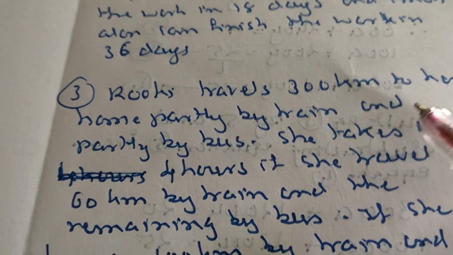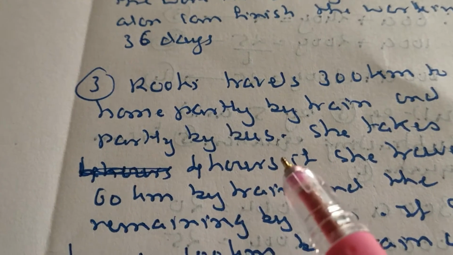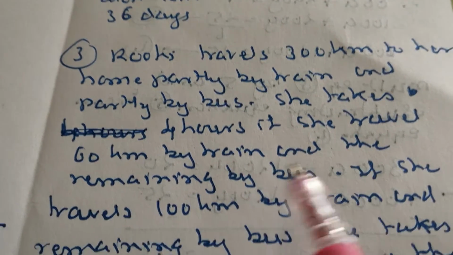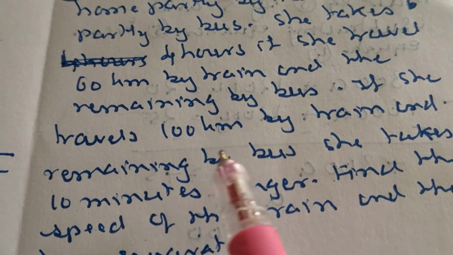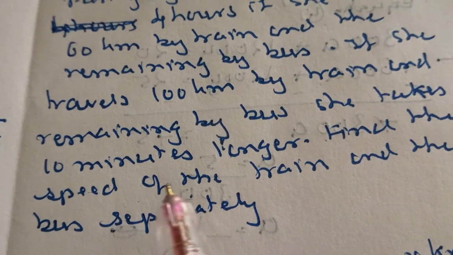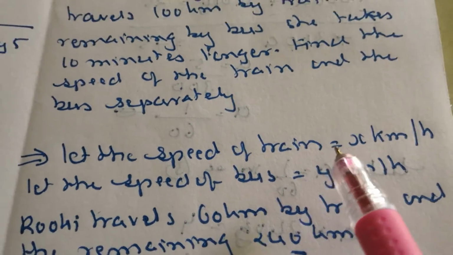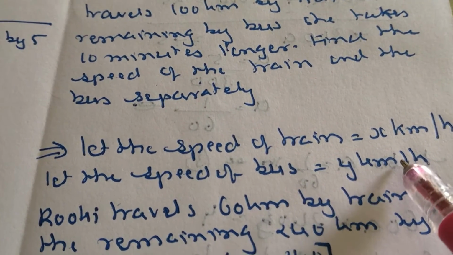Rohit travels 300 kilometers to her home, partly by train and partly by bus. Let us go through the question. She takes 4 hours if she travels 60 kilometers by train and the remaining by bus. If she travels 100 kilometers by train and the remaining by bus, she takes 10 minutes longer. Find the speed of the train and the bus separately. So let the speed of the train be x kilometers per hour and the speed of the bus be y kilometers per hour.